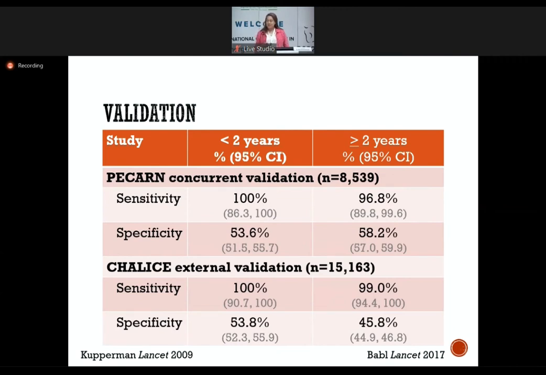There's been additional external validation studies as well. And Franz Babl from Australia did a very nice external validation, included 15,000 children. He compared 3 available head trauma rules. The one that performed the best was the PECARN rule. And again, it had very high sensitivity and modest specificity in both age groups.